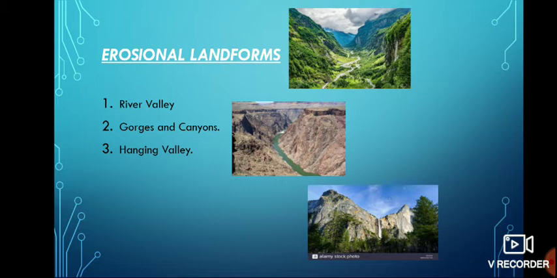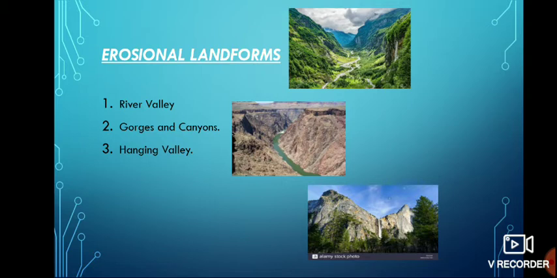For a river valley, there are three processes of creating it: first of all, valley deepening, valley broadening and valley lengthening. A gorge or canyon is a very small and narrow path of a river in between two mountains.